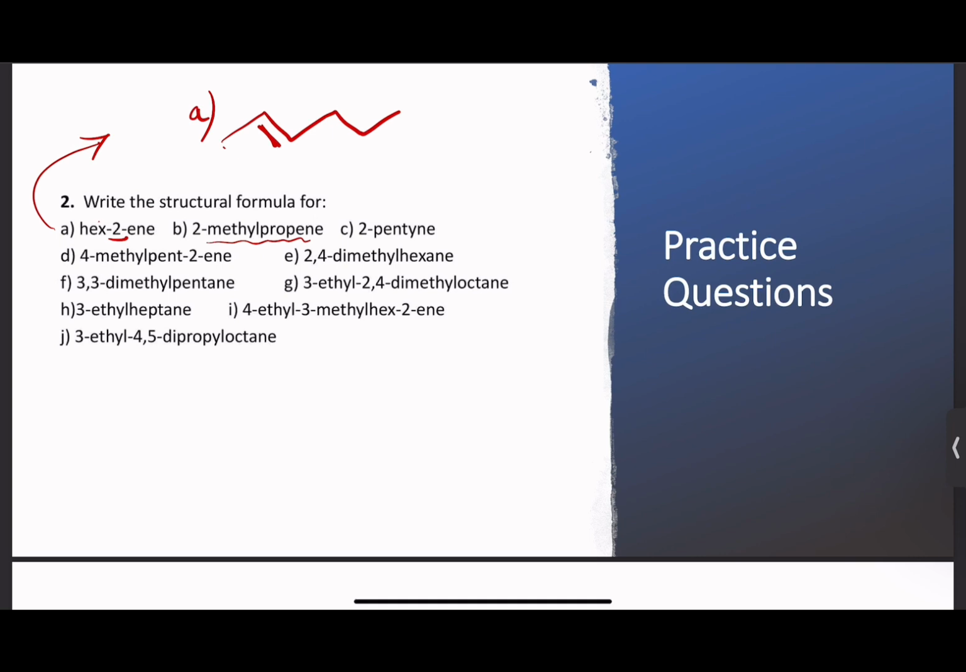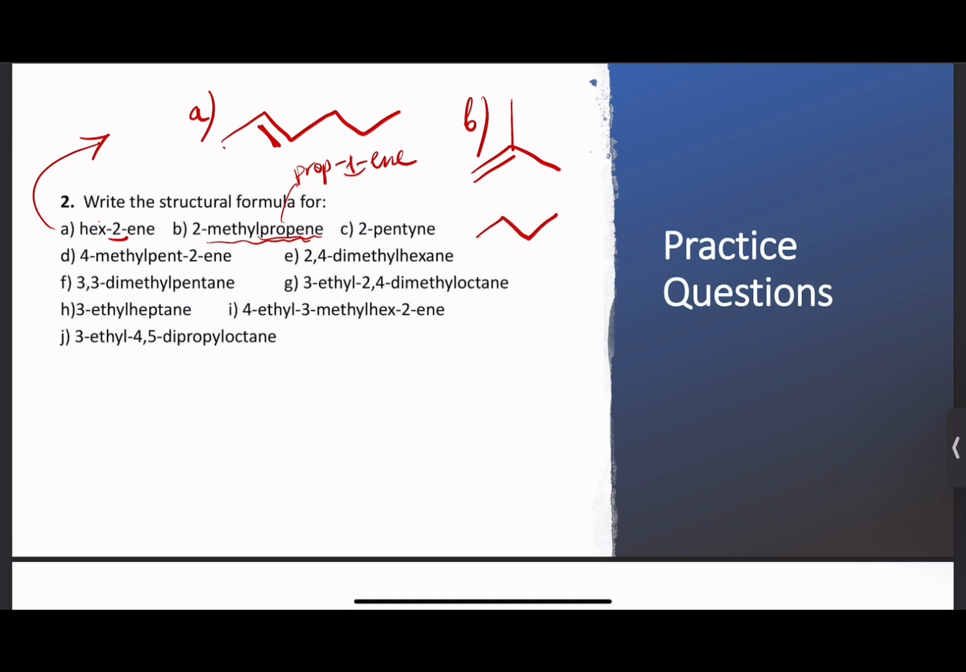So propene, this is same as prop-1-ene. Okay, if you have 1, you can also write it propene. This is the old school way of writing it. The prop-1-ene is like a more modern form. So propene is 3 carbons. Okay, so I put it on the first carbon, and then this is 2-methyl, and then 2-pentyne.